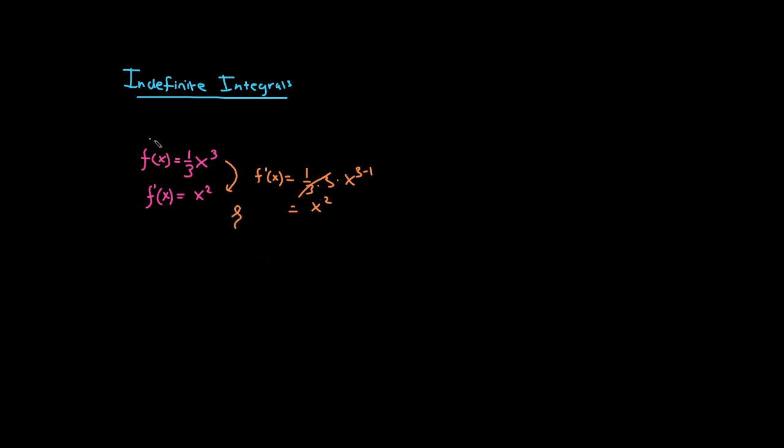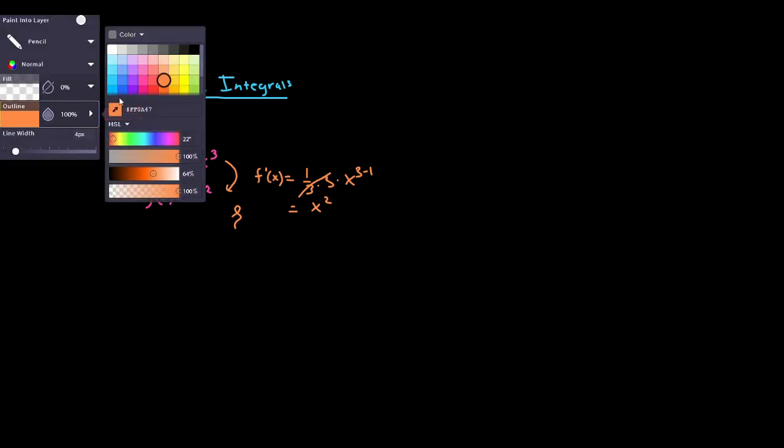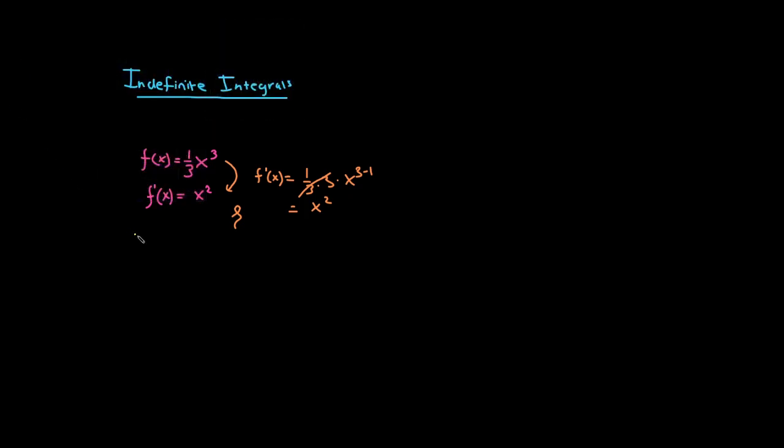Now, there's one little bit of nuance here that I've left out, and that is that this function could also have been, for example, 1/3 x cubed plus 1, or minus 2, or something like that. I could have added some constant c, because when you differentiate, that vanishes. So in fact we end up with a whole range of functions for different c's.